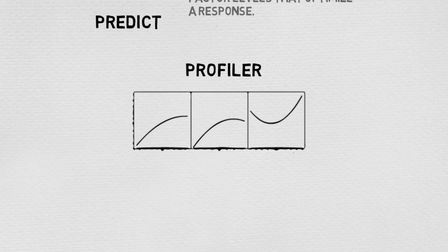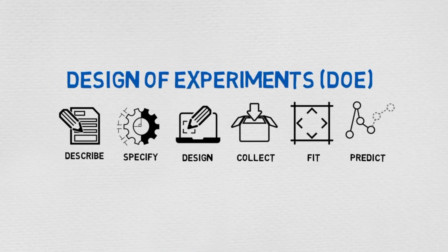So those are the 6 steps in the DOE process. First, you describe, then you specify, next you design, then go collect. You'll then fit your model, and then you'll predict.